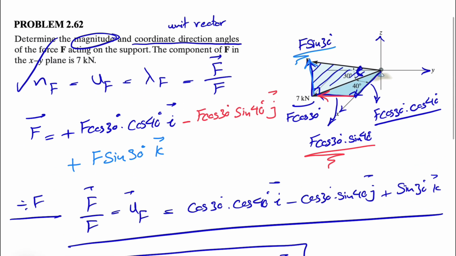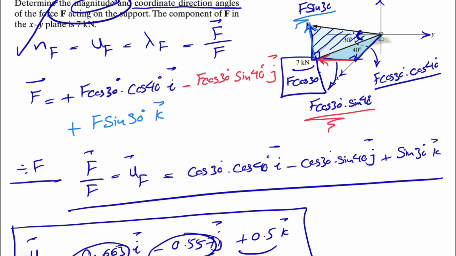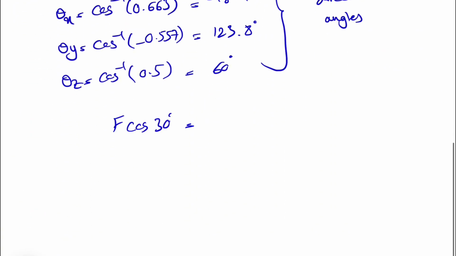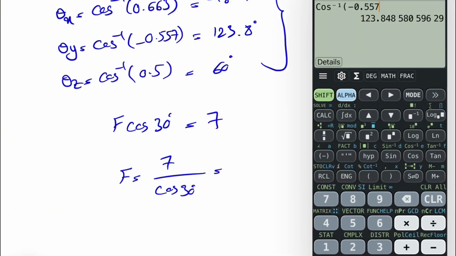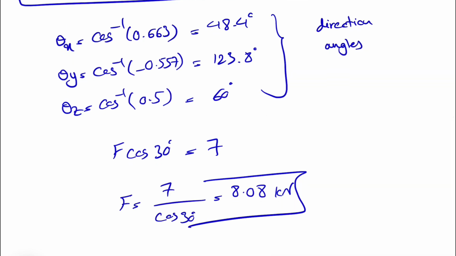The other part of the question was finding the magnitude. That's pretty easy. We figured out here that F cosine of 30 would be the projection of F on the XY plane. We already know that's 7. So basically F cosine of 30 degrees is equal to 7, and we can find F pretty easily: 7 divided by cosine of 30, which is going to give us 8.08 kilonewtons. All the units are in kilonewton. And that's going to be the final answer for this question.